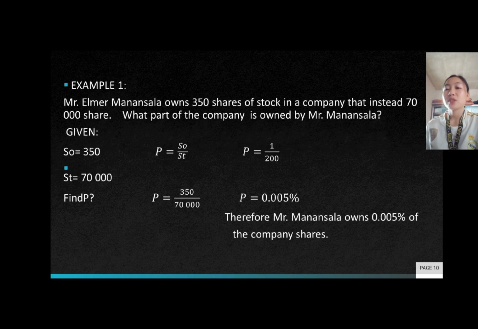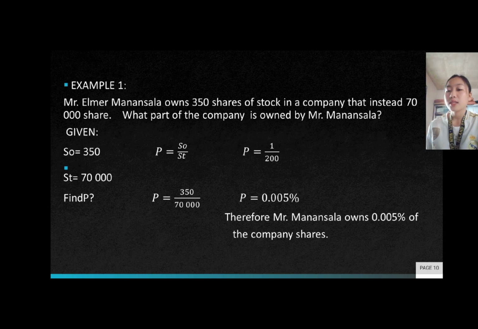So let's have here the given. Given is the number of shares, or S sub O, is equal to 350, and the total number of shares, or S sub T, is equal to 70,000. We're going to find the part of stockholder's ownership in a company. So we'll use this formula: P is equal to S sub O over S sub T.